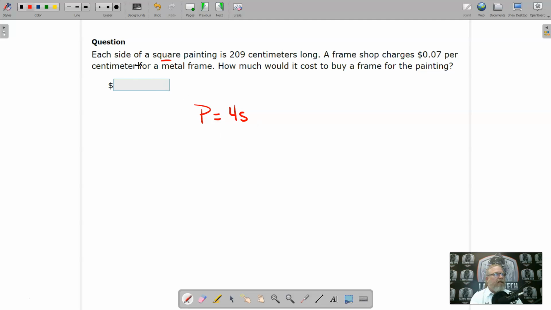So each side of the painting is 209. They're giving us a side length right here. This is not the total perimeter. This is a side length. So P equals 4 times 209.